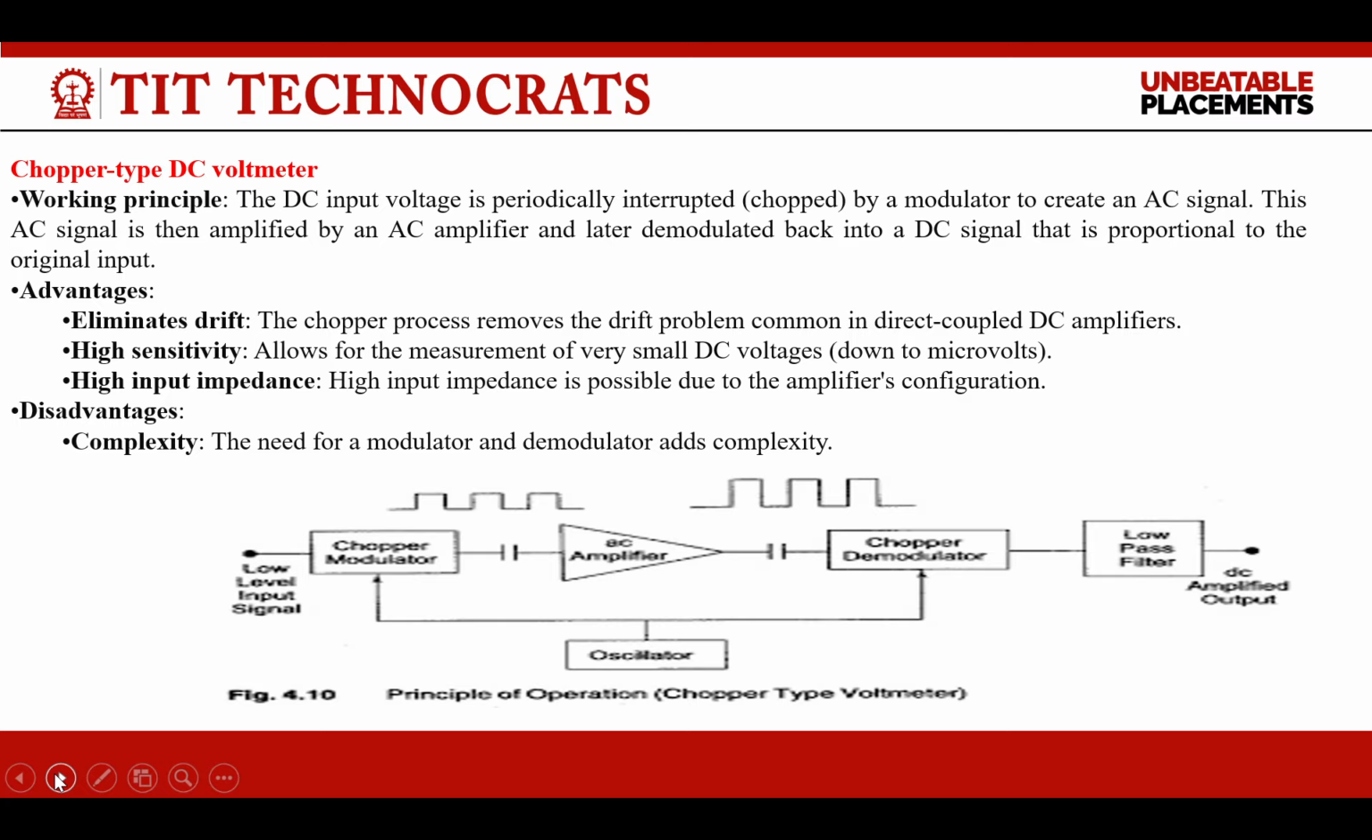Now the next is the chopper type DC voltmeter. Its working principle is that the DC input voltage is periodically interrupted by a modulator to create an AC signal. This AC signal is amplified by an AC amplifier and later demodulated back into a DC signal that is proportional to the original input. We can understand this with the help of an example having a chopper modulator, AC amplifier, chopper demodulator, and LPF, that is low pass filter. With the help of an oscillator we get our amplified output, that is DC.